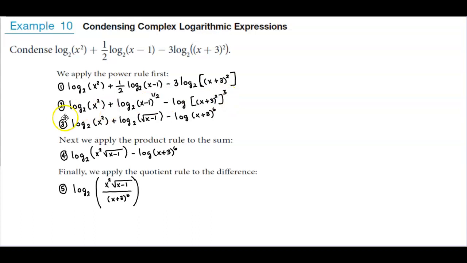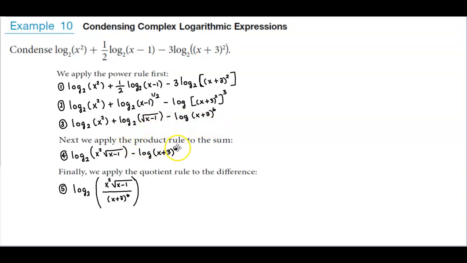Now in step 3, we can then simplify whatever we can simplify according to each term. So we still have the log of base 2 of x squared plus the log of base 2 of the square root of x minus 1, because 1/2 is the same thing as taking the square root. And then minus the log of x plus 3. And then since this is raised to the third power, 2 times 3 is going to give you 6.